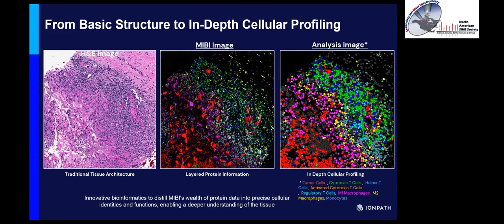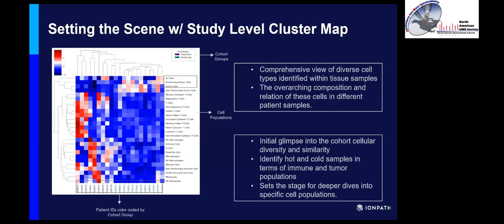But here, over the analyzed image from MIBI, is showing 1, 2, 3, 4, 5, 6, 7, 8 different cell types in just itself. And we know that that is a subset of the cell types that were imaged in this particular sample. So the innovative bioinformatics helped to distill MIBI's wealth of protein data into cellular identities and functions, which enables a deeper understanding than other traditional methods.